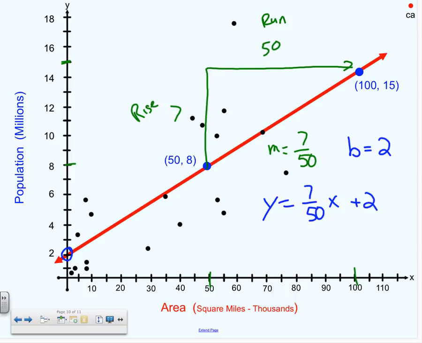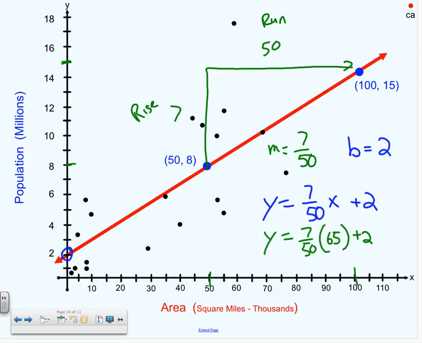So then the question is, what can we expect a state that has 65,000 square miles, what can we expect the population of that state to be? So this is kind of difficult, but what you're going to do is take 65 and substitute it in the equation. So we have y equals 7 over 50 times 65 plus 2.